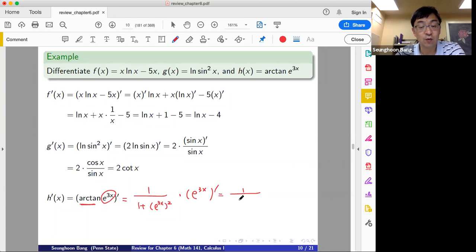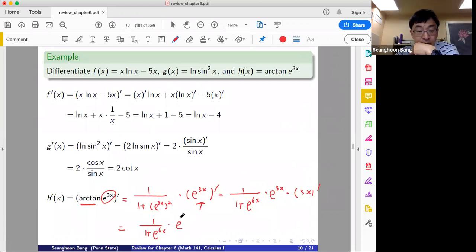So this is 1 over 1 plus, the 3 times 2 is 6, e to the 6x, times what is it, the 3x prime? The e to the 3x times the inner function 3x prime. So we have 1 over 1 plus e to the 6x times e to the 3x times 3. The final answer is 3 times e to the 3x over 1 plus e to the 6x. This is the answer.